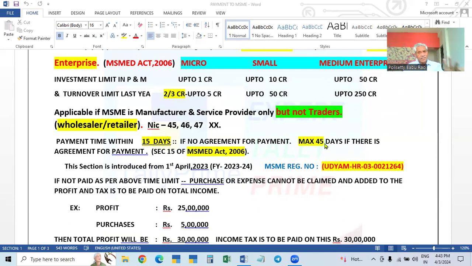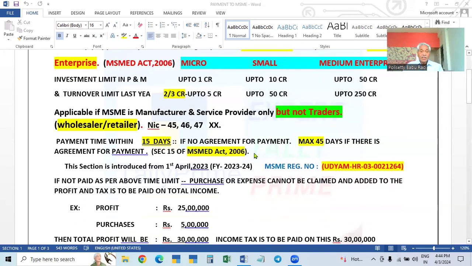If it is 45 days, okay, 45 days taken. Suppose it is 50 days or 60 days, then only a maximum 45 days limit is to be taken to pay the money. This time limit is prescribed under Section 15 of the MSME Act, that means the Micro, Small and Medium Enterprises Development Act 2006. Under this act, this is fixed.